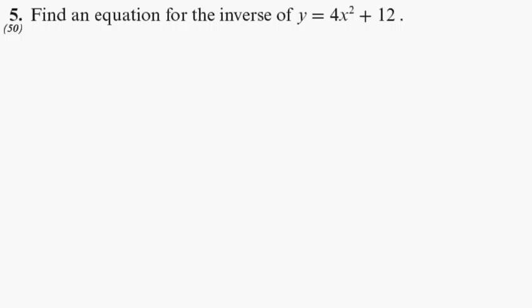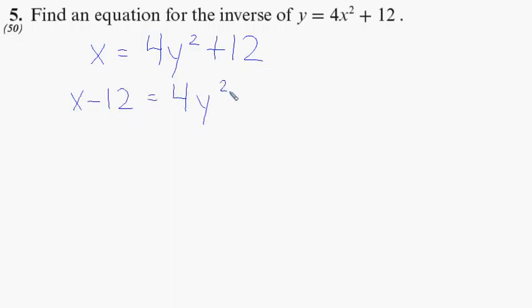It says find an equation for the inverse. So we're just going to switch up the x's and the y's. We're very familiar with that part by now. And then solve for y. So I'm going to bring the 12 over. I get x minus 12 is equal to 4y squared.